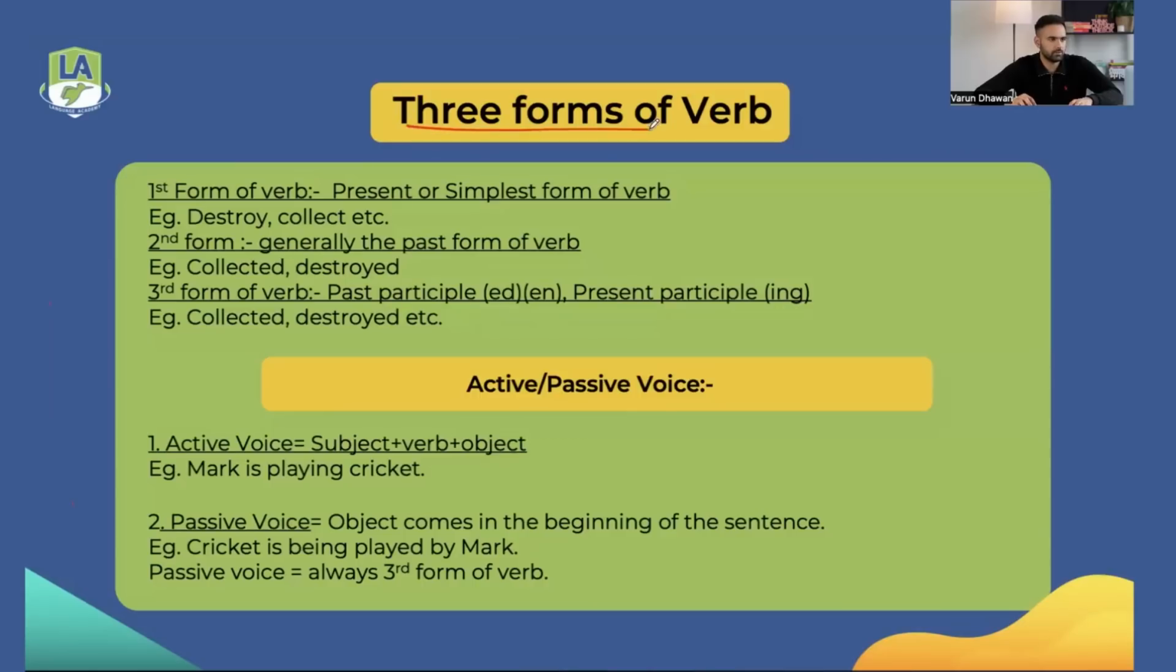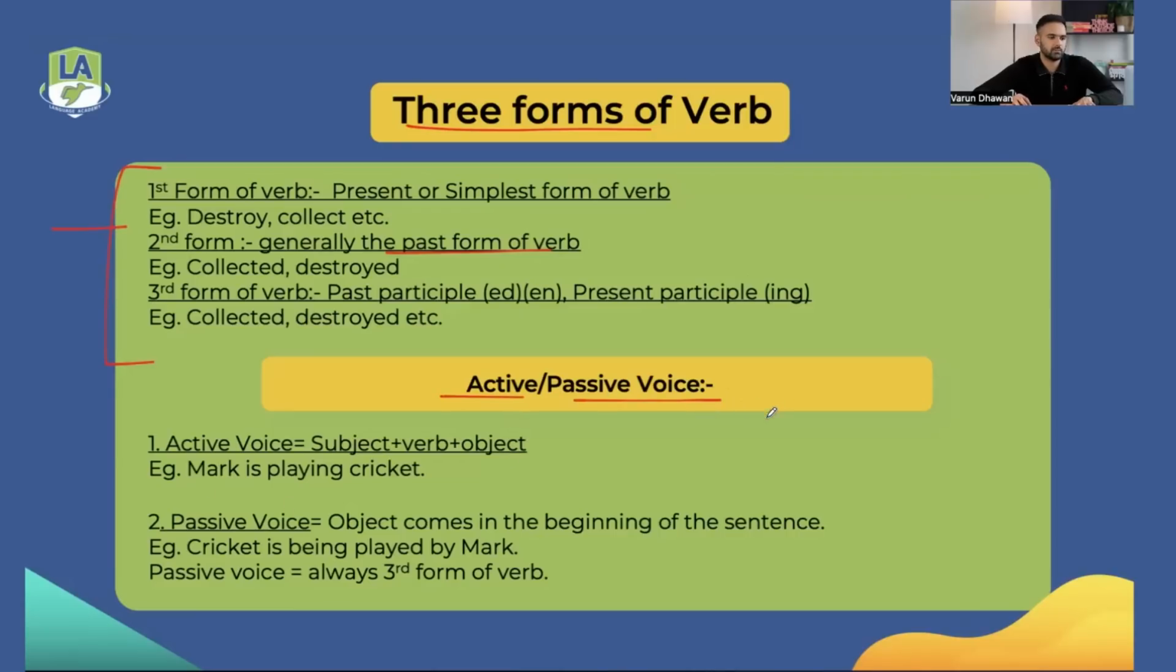Then, three forms of verb: first form, second form, third form. First form is the present form. Second form is the past form. And third form is the ed or ing form of the verb. First form, the present or simplest form of the verb, words like destroy, collect. Second form, generally the past form, such as collected, destroyed. Third form is either ed or ing: collected, destroyed, destroying, being destroyed. Being destroyed can sometimes even be called the fourth form of the verb, but you have to just be aware of these three forms. Then you have to have some information about active and passive voice as well.